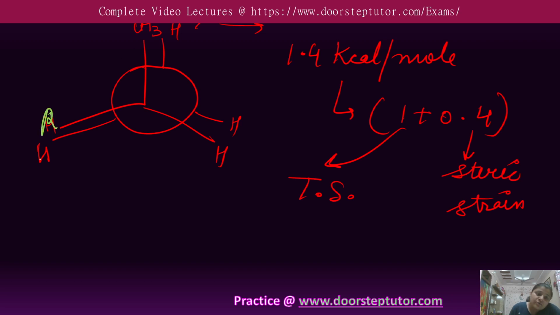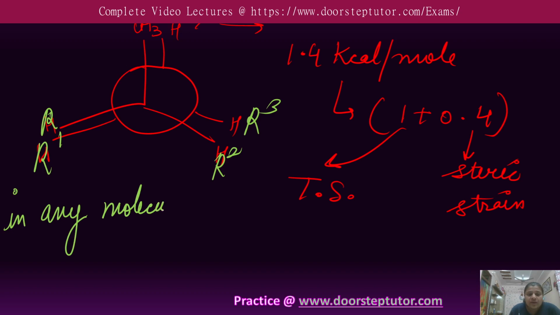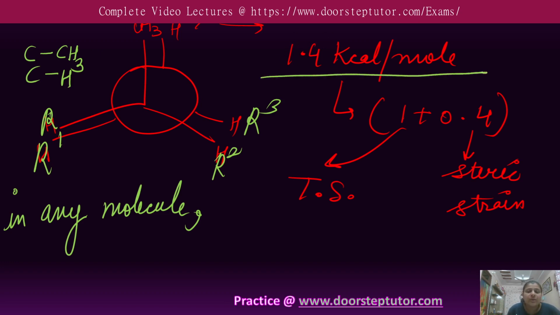So I have told you that R1, R2, R3, irrespective of the other group present in any molecule, if you observe that scenario, where one bond is C-CH3 and the other bond is a C-H bond, then the torsional strain between these bonds is higher than for a C-H bond, and the value of that strain is 1.4 kcal per mole.